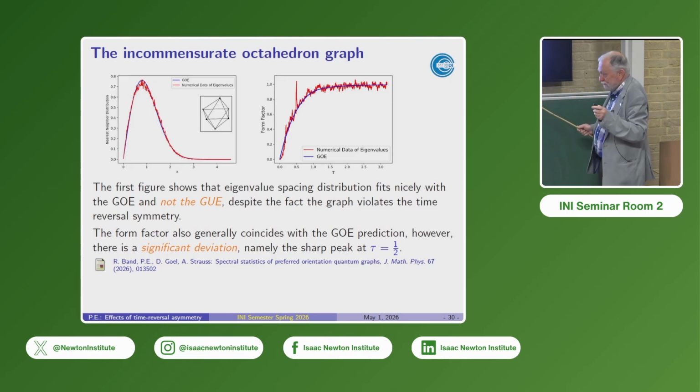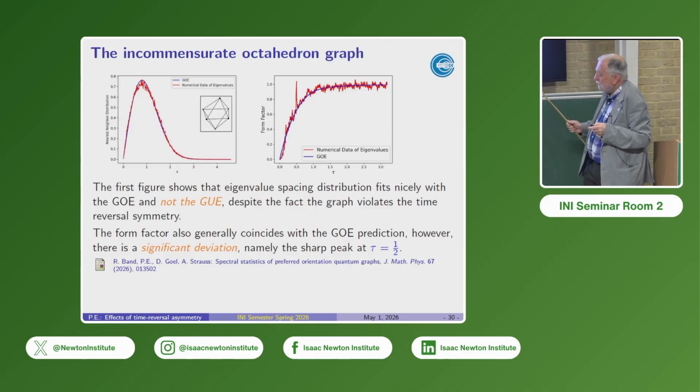What I'm now reporting is a joint paper with Ram Band and his students Divya Goel and Avi Cohen.